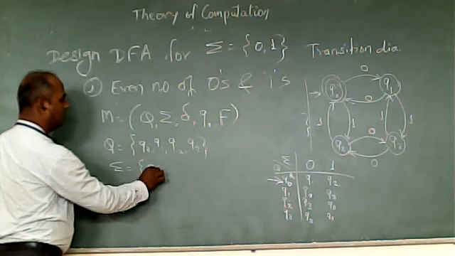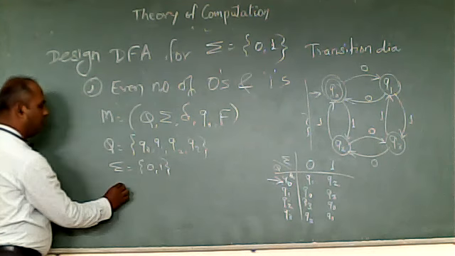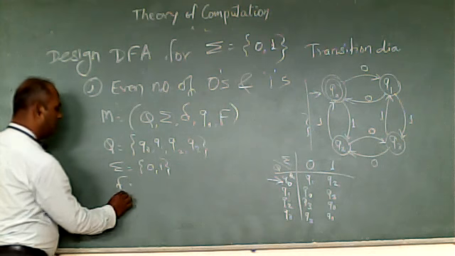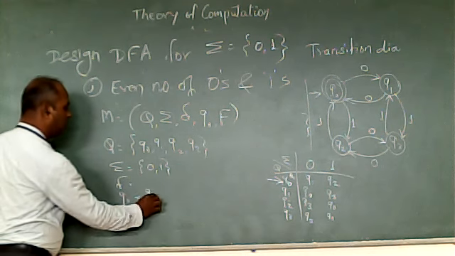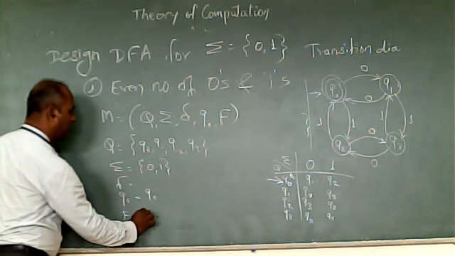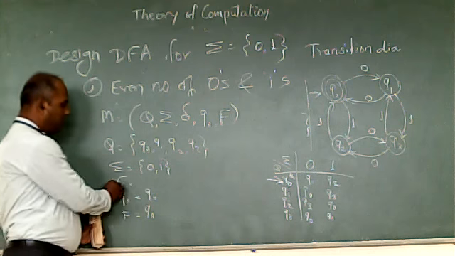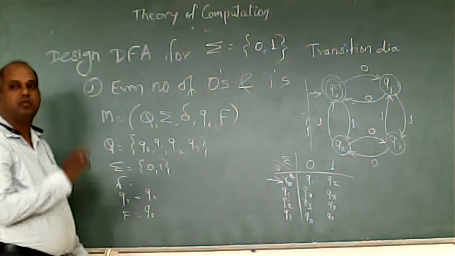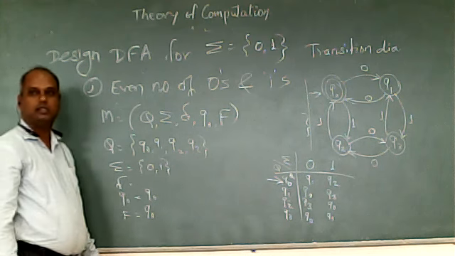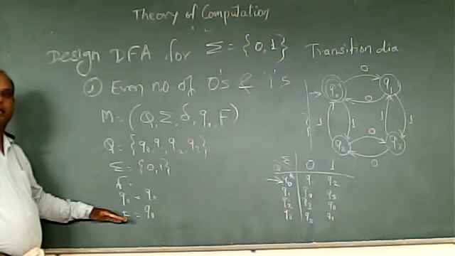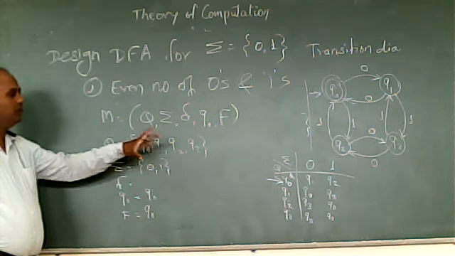What is the sigma here? Sigma is given with 0 and 1. Delta is the transition function. And Q0 is Q0. And what is the F here? F is Q0. So in delta, we have to write the complete delta function for all the states. So this is the definition of the finite automata for this problem statement.